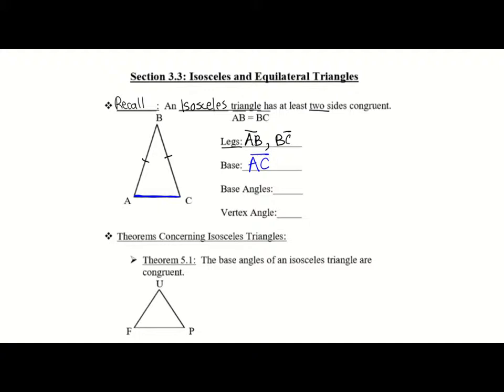Our base angles are the two angles that are on the side of our base. So that would be this angle right here and this angle right here. Our base angles, we list those as angle A and angle C, or we can label them as angle BAC and angle BCA.